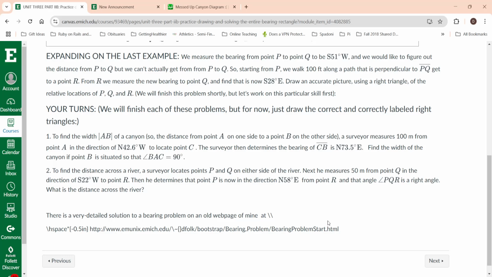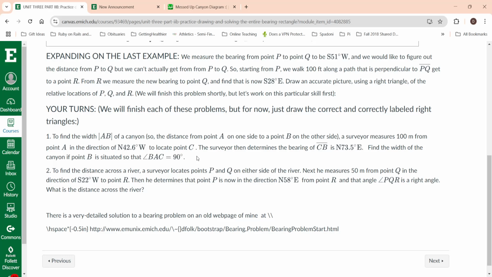What we're going to try to do is walk through problem number 1 here using what we put up at Desmos. The problem says to find the width AB of a canyon, so the distance from point A on one side to point B on the other side. A surveyor measures 100 meters from point A in the direction of north 42.6 degrees west to locate point C. The surveyor then determines the bearing of CB to be north 73.5 degrees east. Find the width of the canyon if point B is situated so that BAC equals 90 degrees.